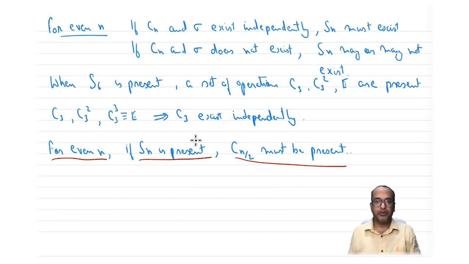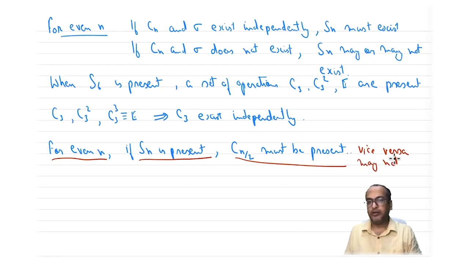Vice versa may not be true. So if C3 is present, it is not necessary that S6 will always be present. But vice versa may not be true. Okay.